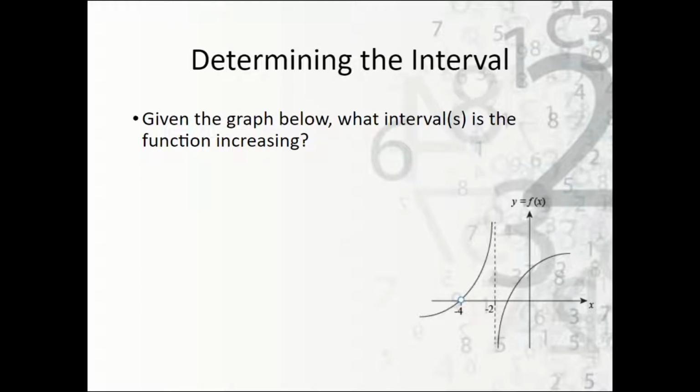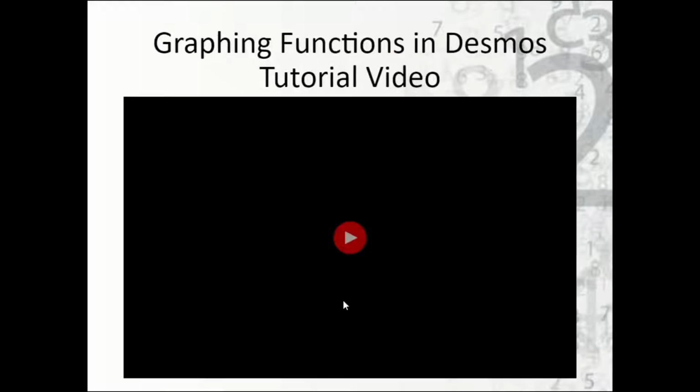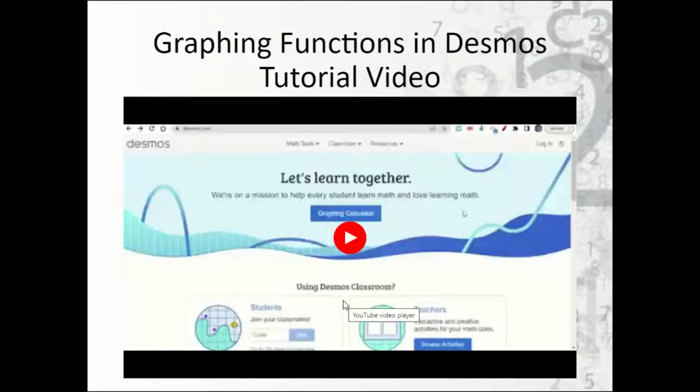So how can we determine the interval? The question here is, where is it increasing? Well, we can see that from negative infinity all the way to negative 2, it is an increasing function. So we can state that from negative infinity to negative 2, it is an increasing function. Likewise, it's going up here as well. So from negative 2 to positive infinity, we are also increasing. So we have two increasing intervals for this function. Now there's a video here that shows you how you can graph functions in Desmos. Go ahead and watch that video now.